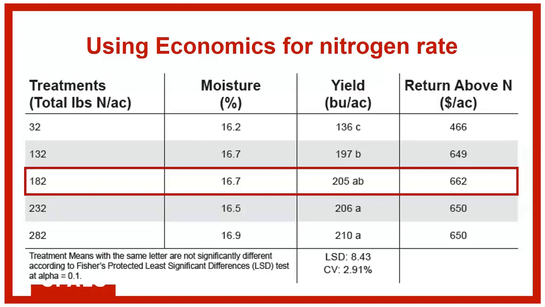205 bushels of corn, $662 return to that acre. We upped it to 232, then 282 pounds of nitrogen. What did corn yield do? Yeah, it went up to 206 and 210, but our return on investment went down. So really, down there at that 180, looks like we did okay. On the economic side, that came to the top, just like the calculator said it was going to.